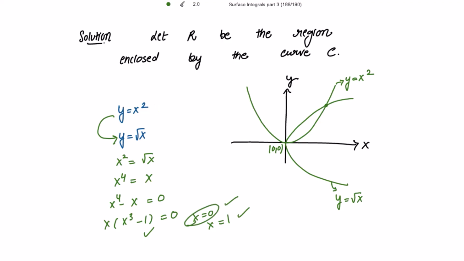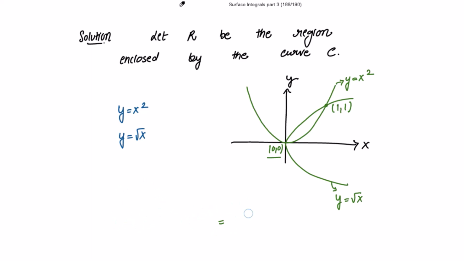So for x equal to 0, we get y equal to 0. So we get one point to be the origin. And for x equal to 1, we get y equal to 1 squared, that is 1. So the point of intersection is (1, 1). You can also put the value of x over here. So this is how we get the points of intersection. Let me name this curve C1 and this curve C2.